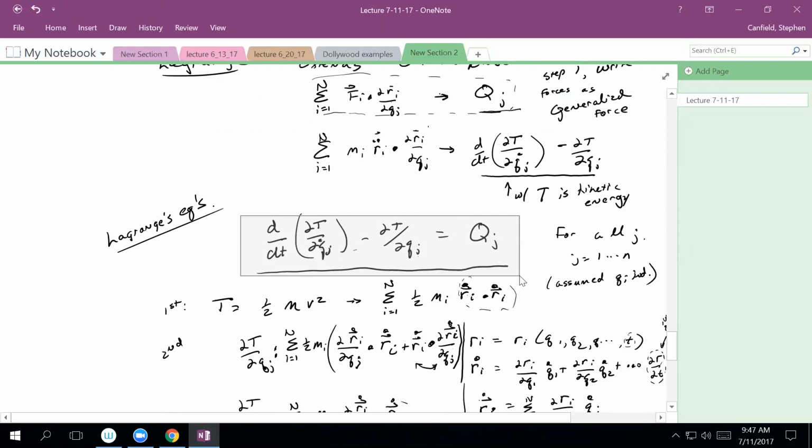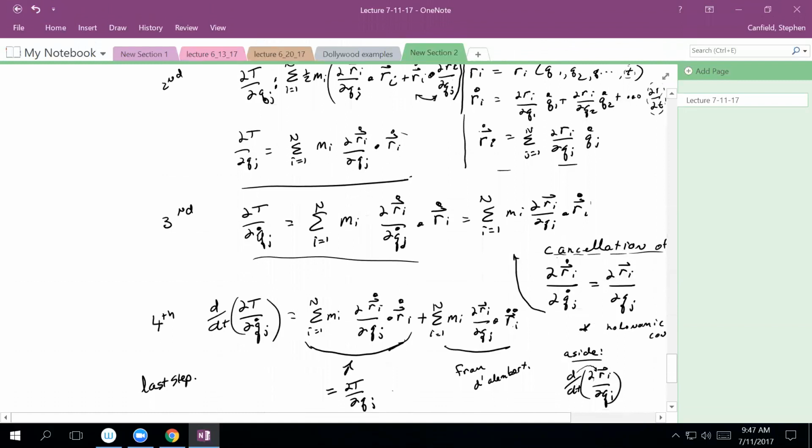99% of all problems solved with analytical dynamics are solved with this right here. That's what we did. Okay, so that's a recap.